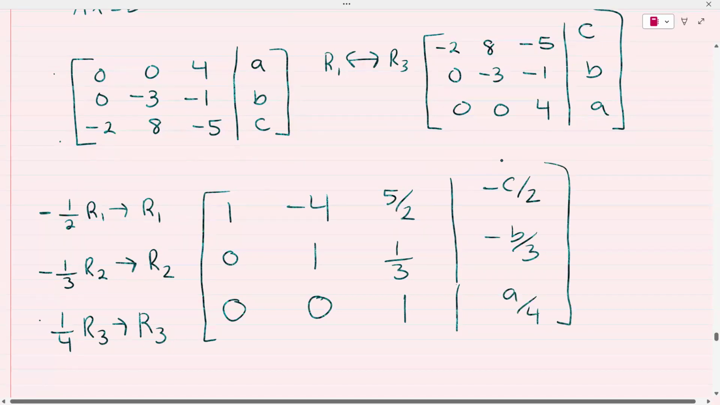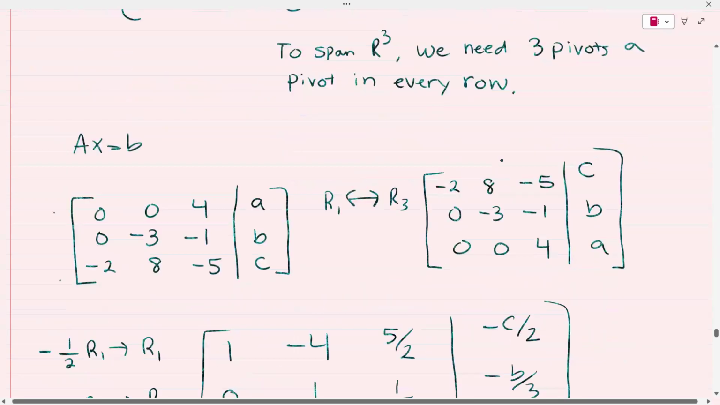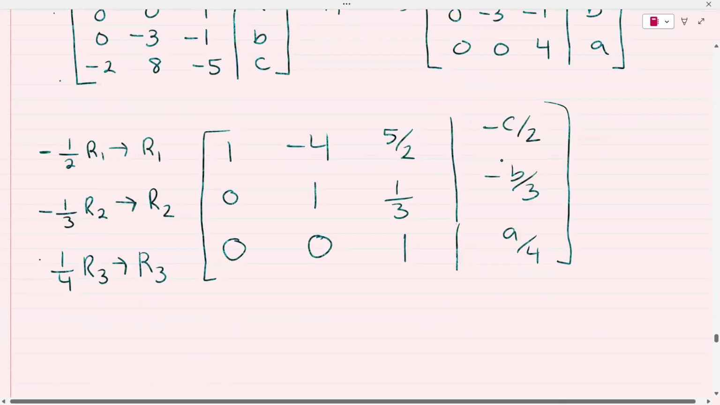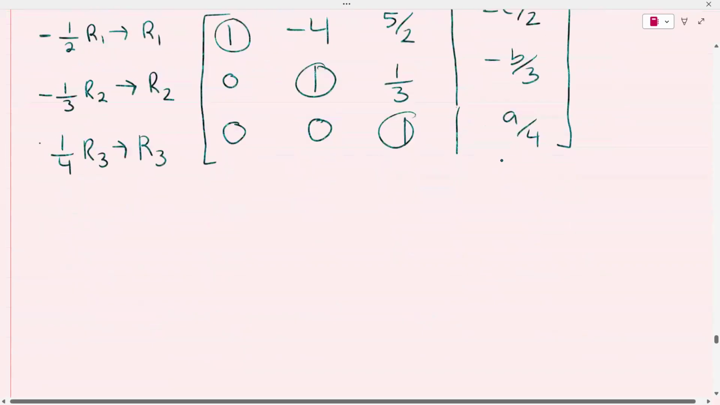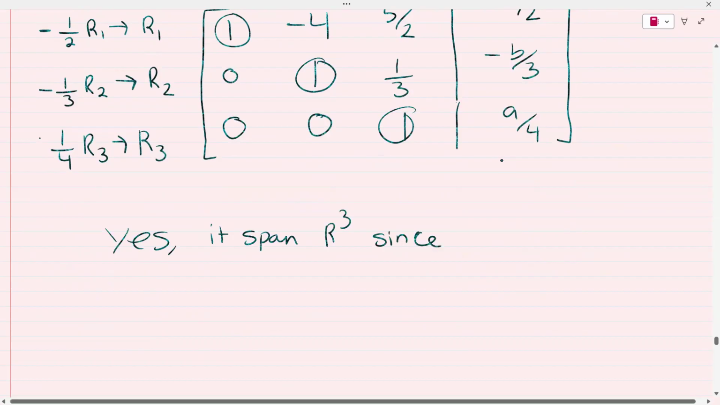So let's go back. We only need 3 pivots, a pivot in every row. Do we have these pivots? Yes, we have 1, 2, 3, and it's in every row. So you can say yes, it spans R3, since 3 pivots, 1 in each row.